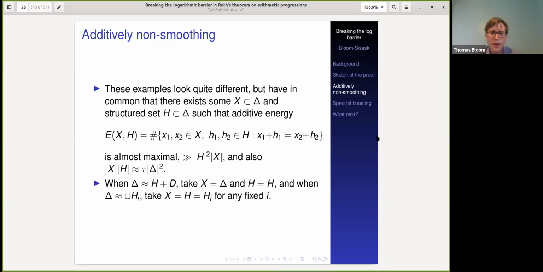So for example, when Δ is roughly H plus D, I can take X to be the whole set Δ and H to be precisely the structured set H. And when Δ is this disjoint union of subgroups example, I can take X to be the same as H, just to be one of these fixed pieces, for any of the fixed pieces. Okay, so they have this thing in common.